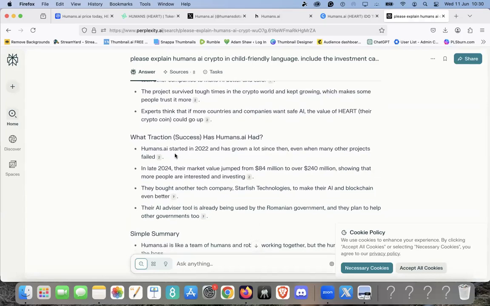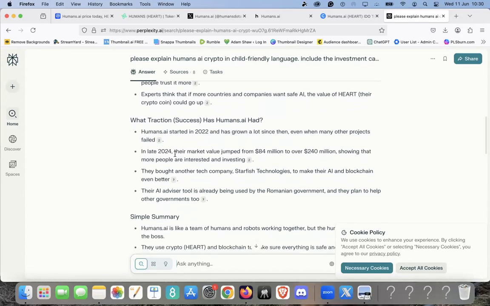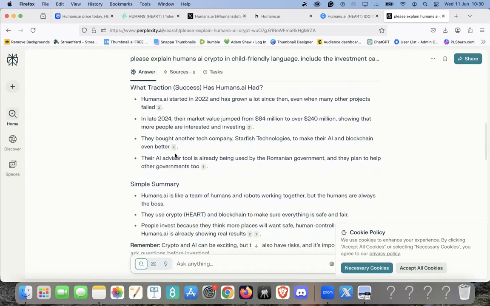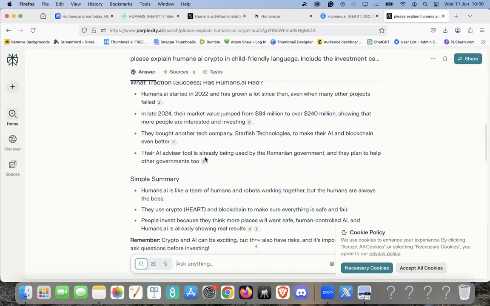Project survived tough times in the crypto world and kept growing, which makes some people trust it more. Experts think if more countries and companies want safe AI, the value of Heart could go up. So, what traction have humans had?